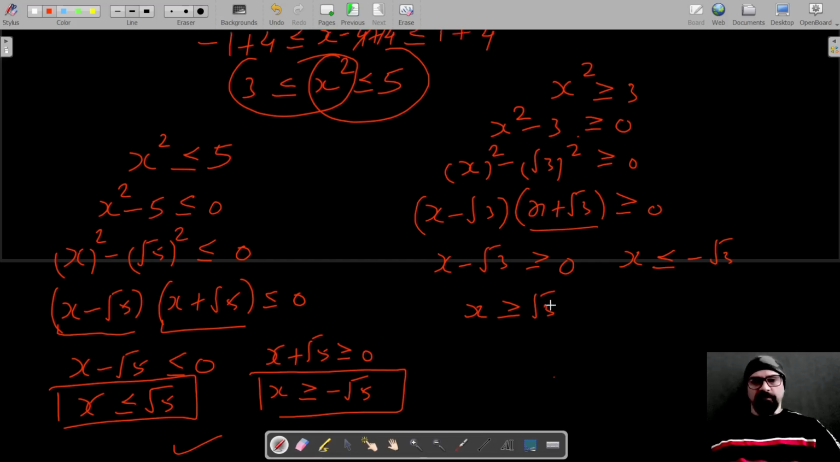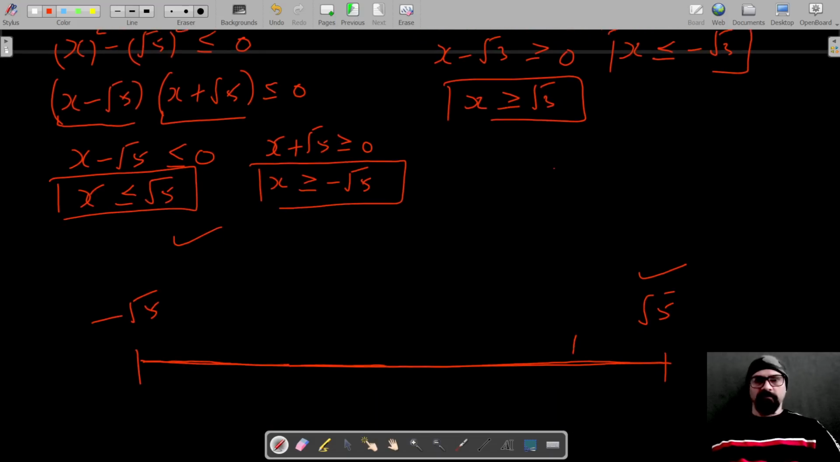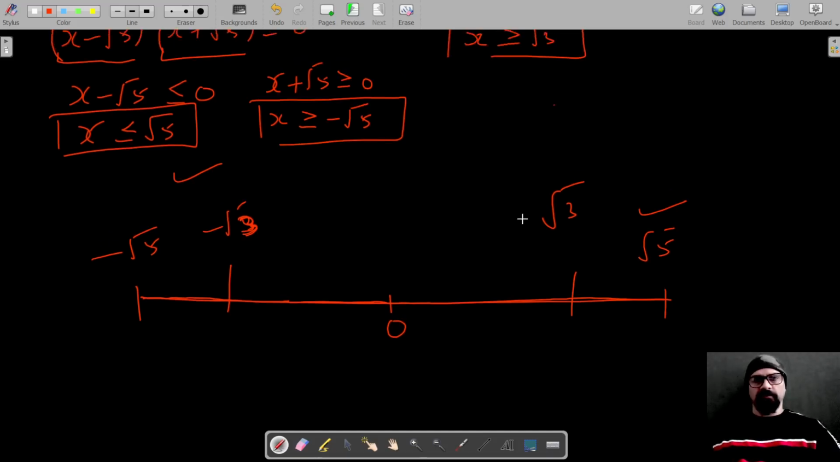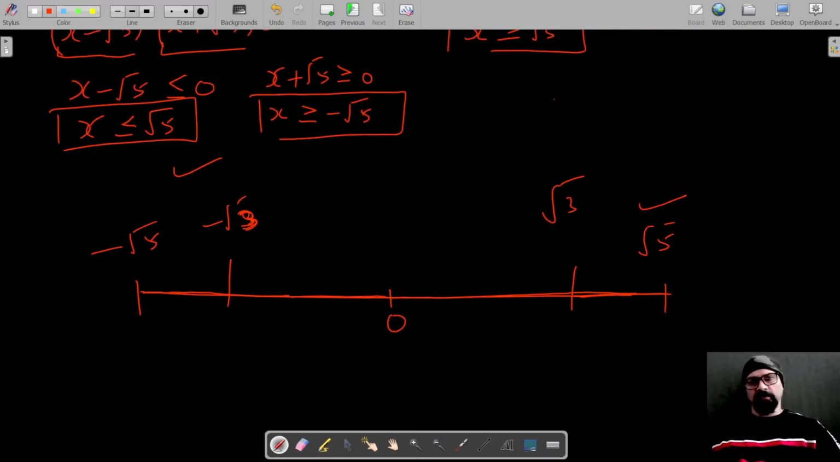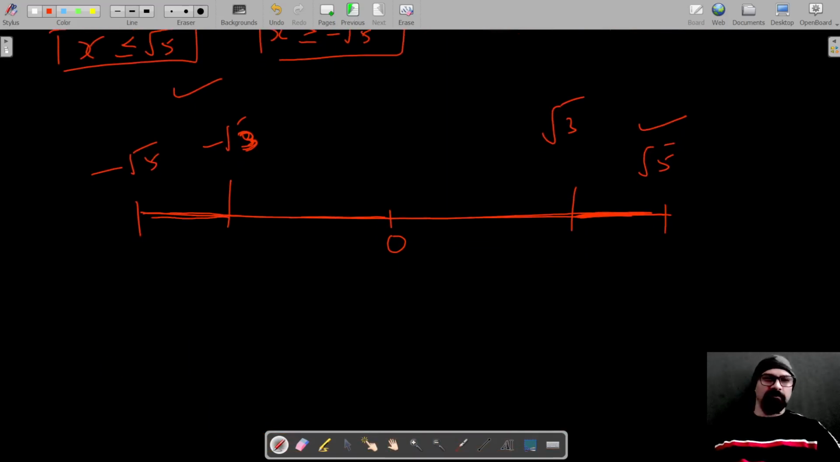If I plot these values of x on the number line, root 3 should be somewhere here and negative root 3 should be somewhere here, and this is 0. So x greater than or equal to root 3 means this region, and x less than or equal to negative root 3 means this region.